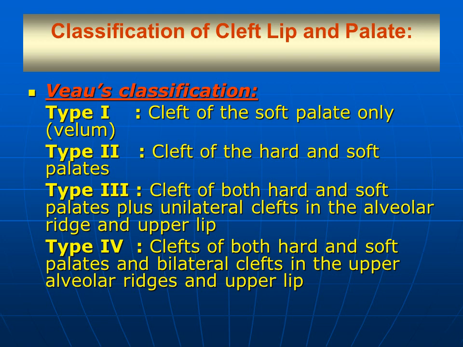Type 2 denotes cleft of the hard and soft palates. Type 3 denotes cleft of the hard and soft palates together with unilateral cleft in the alveolar ridge and the upper lip. And type 4 denotes cleft of both the hard and soft palates as well as bilateral cleft in the upper alveolar ridges and the upper lip.